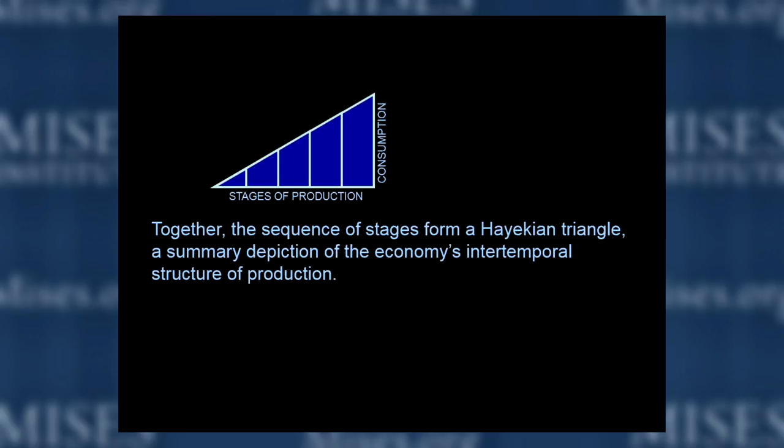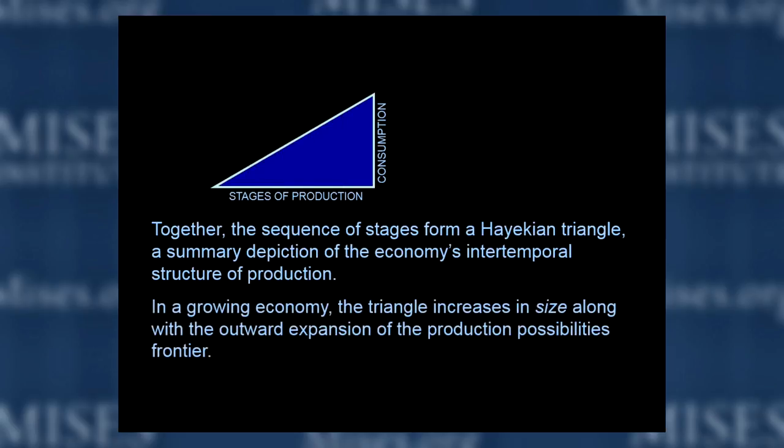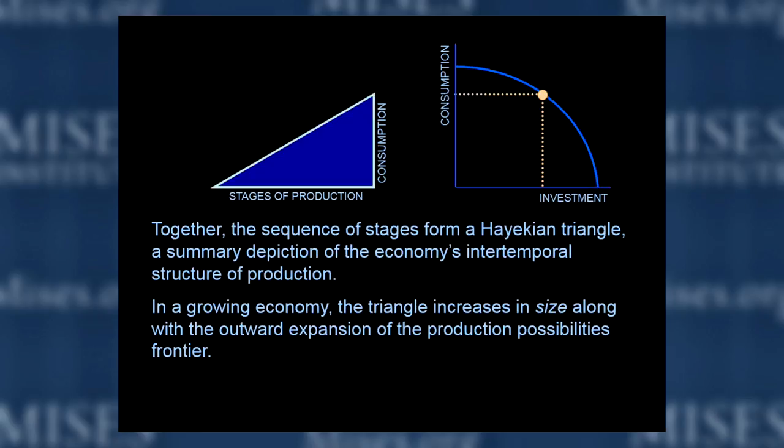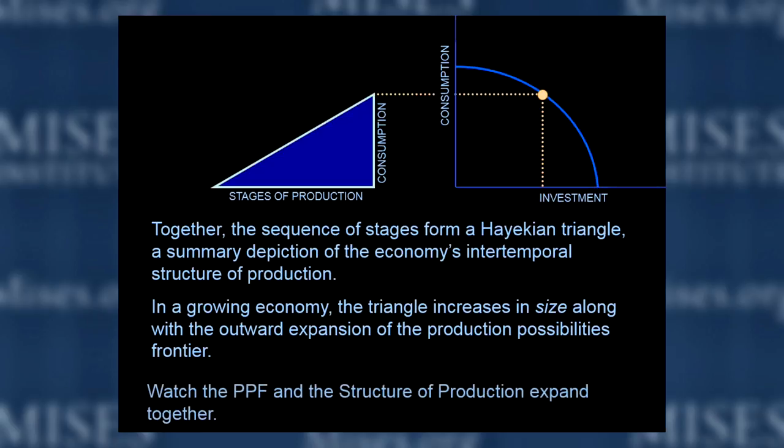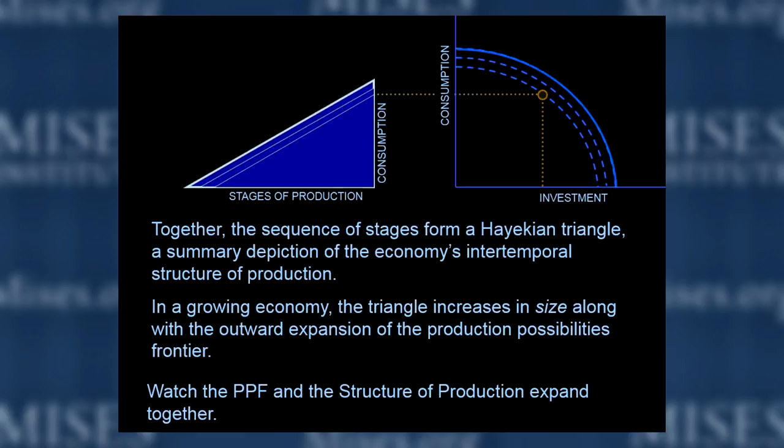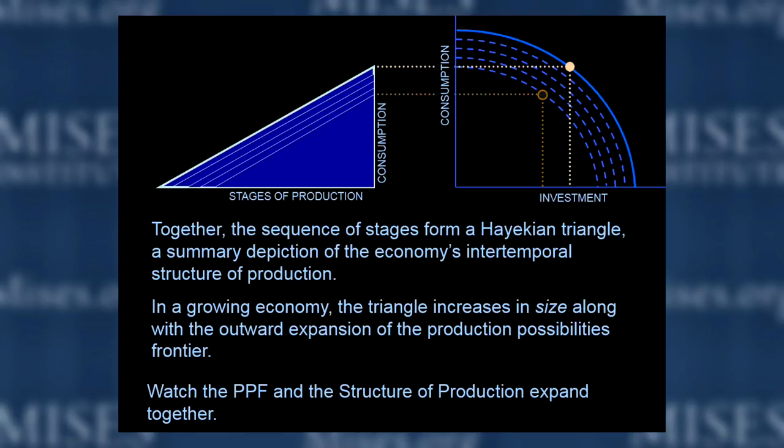Together, the sequence of stages forms the Hayekian triangle, a summary depiction of the economy's intertemporal structure of production. In a growing economy, the triangle increases in size along with the outward expansion of the production possibilities frontier. Now let's watch this. And now we're gonna link up those two graphs. So watch the PPF and the structure of production expand together. Okay. So that's just ongoing growth. No change in the saving preferences, but people are saving all along, and that gives you ongoing growth.